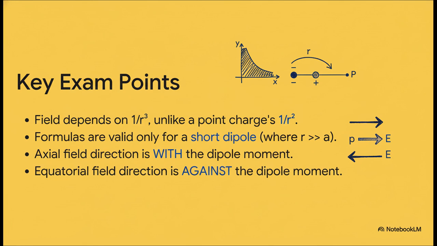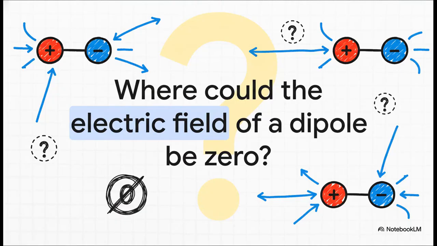2, remember, these formulas only work when you're far away from a short dipole. And finally, the directions. Say it with me. Axial is with the dipole moment, equatorial is against it. Get those straight and you are good to go. And that brings us to the end.